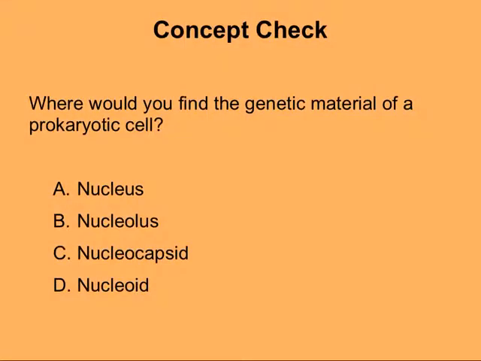Let's take a quick concept check. Where would you find the genetic material of a prokaryotic cell? In the nucleus, in the nucleolus, in a nucleocapsid, or in the nucleoid? Well, the nucleocapsid didn't really even come up, so we'll get rid of that one.